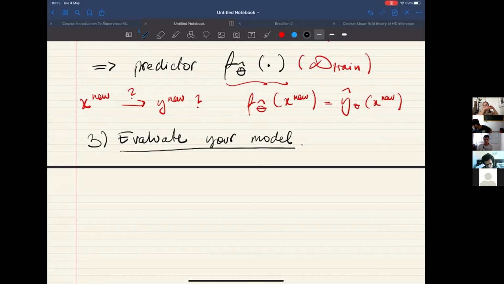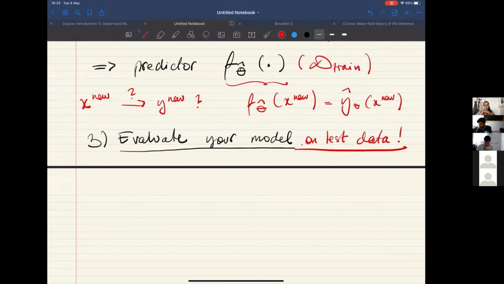Use test data. Yeah, exactly. Using the test data. So the purpose of the test data is exactly that, to evaluate our model. So here, when I say evaluate your model, it is important to emphasize the test data. That's the name. It's the data you use to test your model.